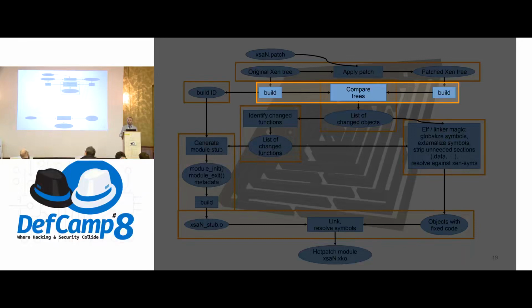Then we compare two builds. We look at all the object tracks that were constructed and see which ones differ. We have an algorithm to understand the semantics of the changes of it. And the outcome of that is a list of changed objects.